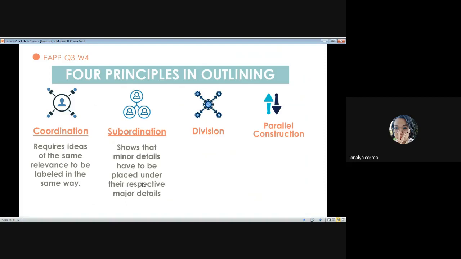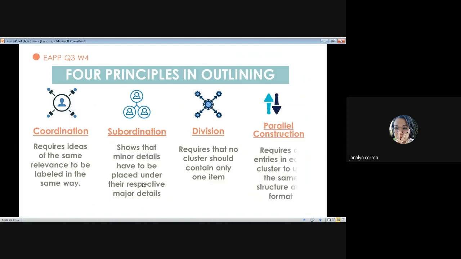Then next, we have the division. So here, it is required that there will be no cluster that should contain only one item. So we have here supporting details, supporting evidences on a specific major idea. Then the next principle that we have is the parallel construction. So what is that? It requires all the entries in each cluster to use the same structure and format.